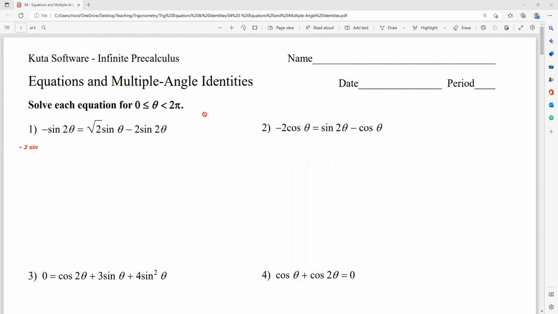And a lot of these will have multiple answers. So it's a little bit like solving equations in algebra, but a little more challenging, of course. Square root of 2. Okay, so I'm replacing sine of 2 theta with the trig identity, basically. That's all I'm doing right now. So all I did was replace sine of 2 theta with its trig identity, which was 2 sine of theta cosine of theta. Now here I can do the distributive property, right?